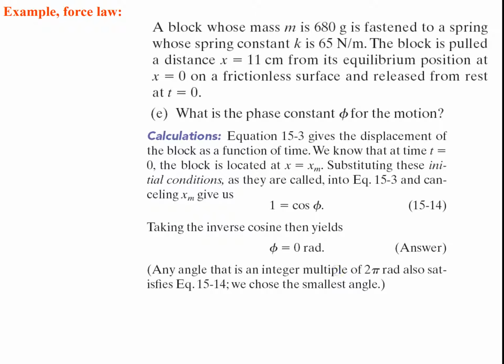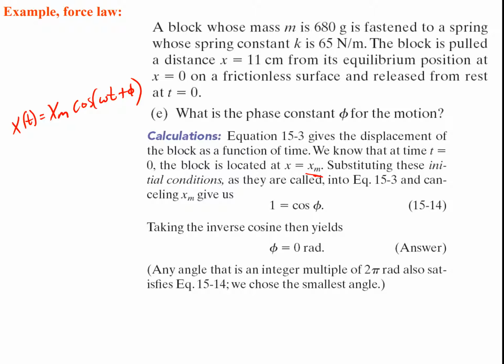All right, then next part. So they're asking, what is the phase constant phi for the motion? Well, the equation, as I'll remind you guys, x of t is equal to xm times the cosine of omega t plus phi. All right, so they're trying to figure out what this phase constant is over here. Well, we know that at time t is equal to 0, the block is going to be located at this max position. So we can use those as our initial conditions, basically. And that's what they call them here. So we know the conditions of a certain point in time.